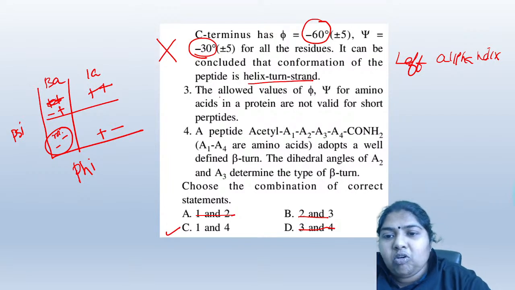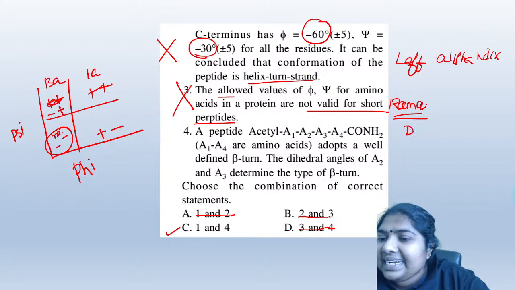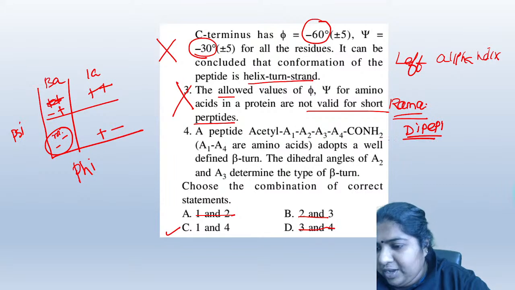Anyhow, the allowed values is not valid for short peptide. Wrong. Because Ramachandran did it only for the dipeptide. Dipeptide is the shortest ever peptide. So that is why this is going to be no. So this is going to be a false statement.